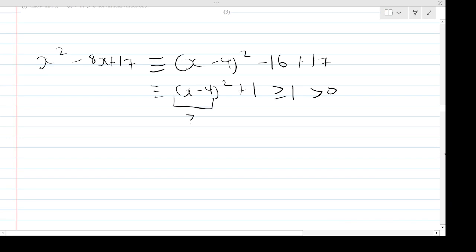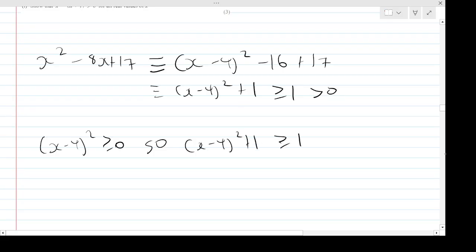The square has to be above 0. So I'm going to say (x minus 4) squared has to be above 0, as it's a square number, but you don't necessarily need to write that. So if that's above 0, then if we add 1, it has to be above 1, right? So therefore that's also above 0, so we can simply say that the quadratic plus 17 has to be above 0, and there we are. That's our 4 marks.